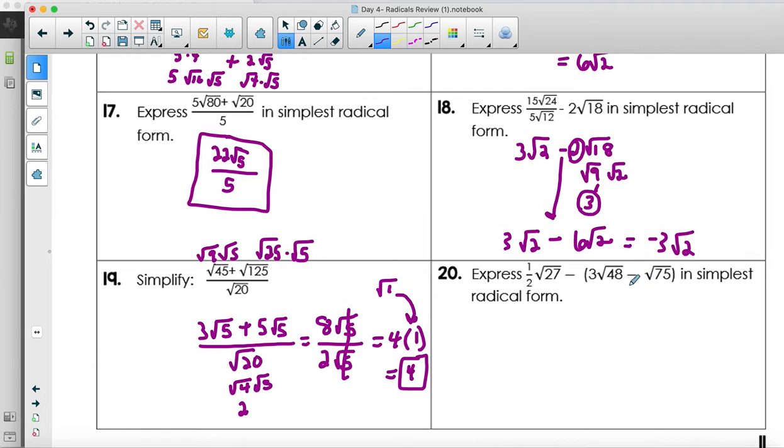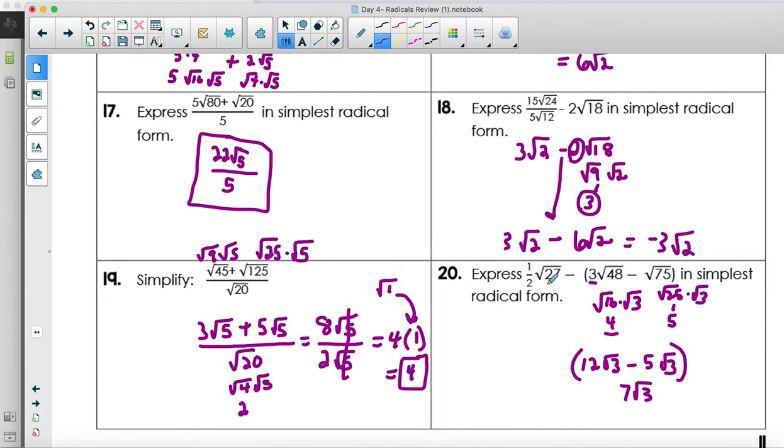This is order of operations. You're going to break this down. Radical 48 is radical 16 times radical 3, which square root of 16 is 4. 4 times 3 is 12 radical 3. Minus, 75 is radical 25 times radical 3, which is going to give you 5 radical 3. That means in that parenthesis, 12 radical 3 minus 5 radical 3 is 7 radical 3.